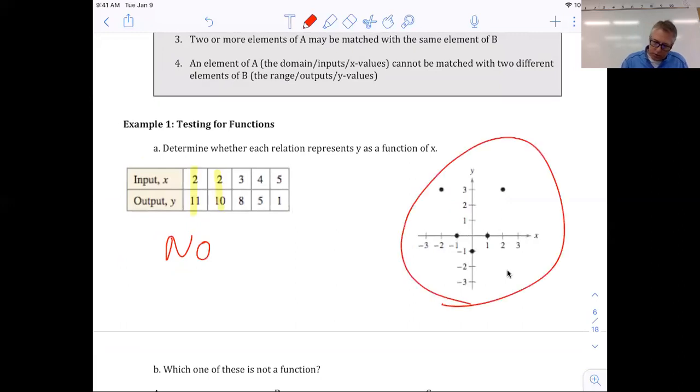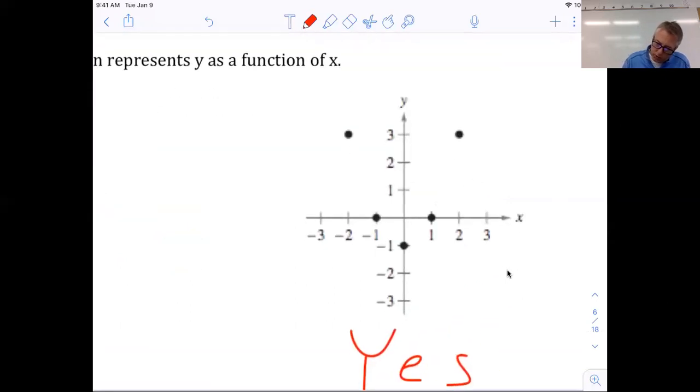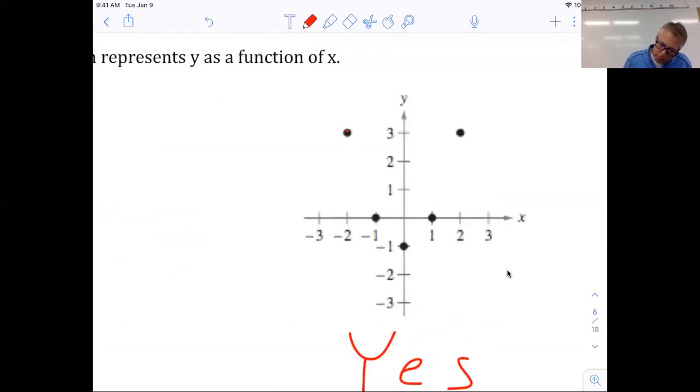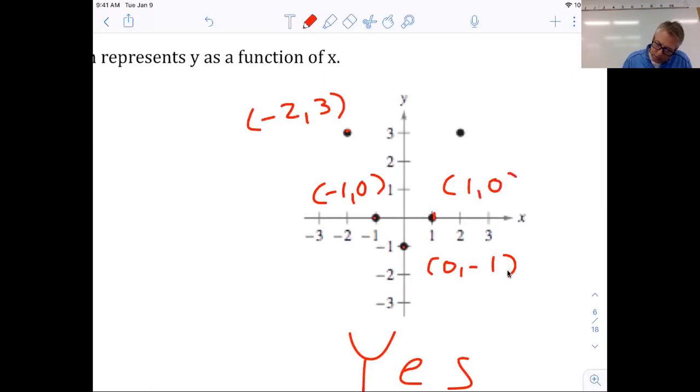This is a function. It is a function because for those points, like for this one, remember the coordinates of that are -2, 3. So for an input of -2, the output is 3. For an input of -1, the output is 0. For an input of 0, the output is -1. For an input of 1, the output is 0. And for an input of 2, the output is 3. That is a function.